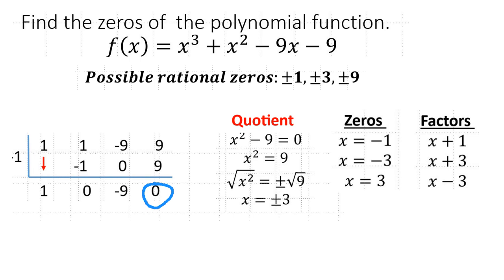So then we have x squared minus 9 equals 0, x squared equals 9. Take the square root on both sides, and then we have plus or minus the square root of 9, which is 3. So my zeros are -1, -3, and 3. And my factors are the opposite: x plus 1, x plus 3, and x minus 3.